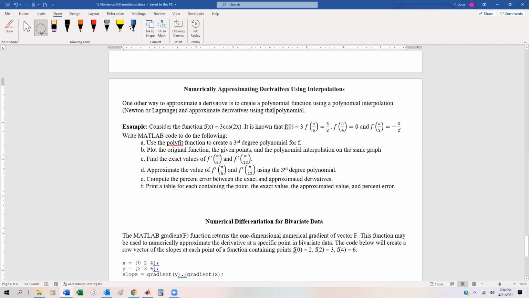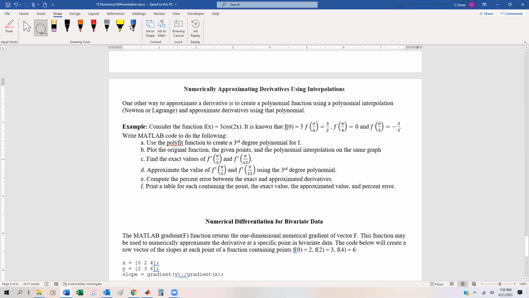So let's say for some reason we knew a function, all right? Let's say we have the function 3 cos of 2x, and we want to find the numerical derivatives of that function at a few points. We can certainly plug in 0, pi/6, pi/4, and pi/3 and get these values very easily, right? But we don't know what would happen to the derivative at values like pi/5 and pi/12. So let's create a third degree polynomial because we have 4 points.